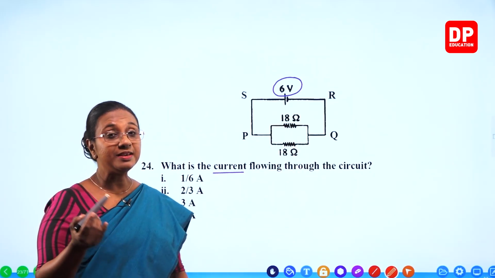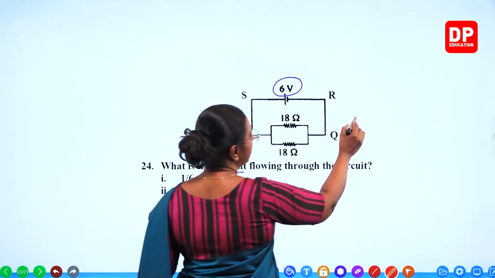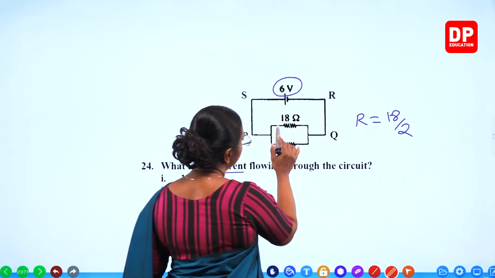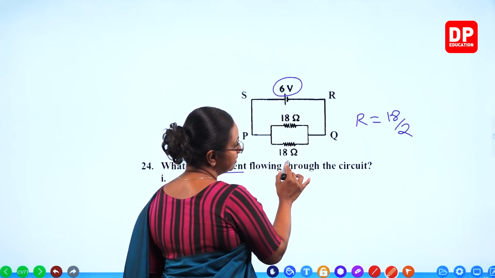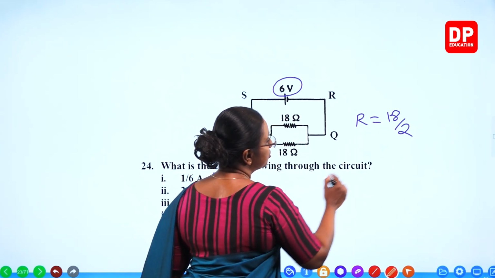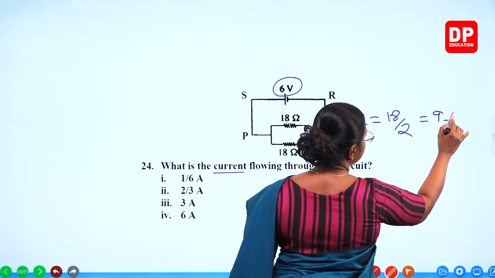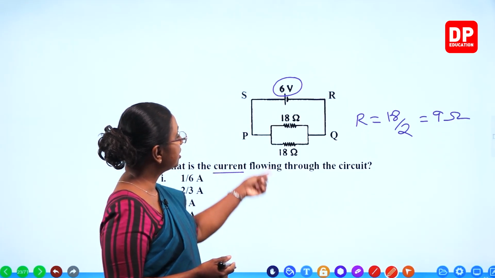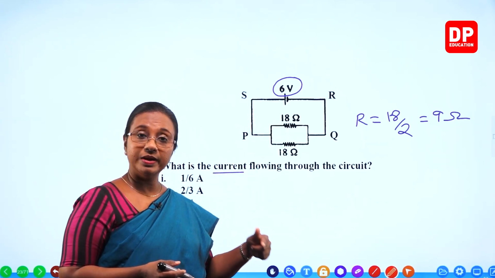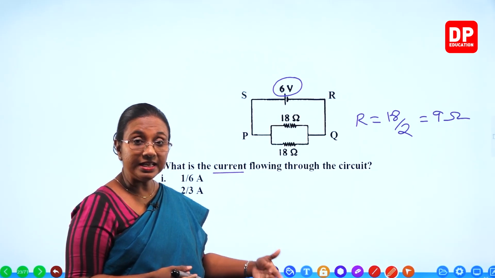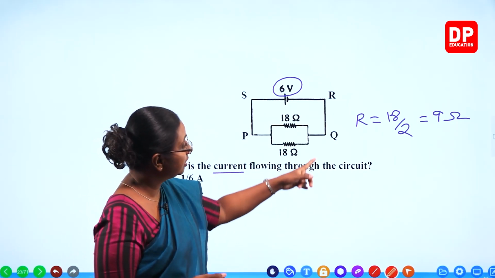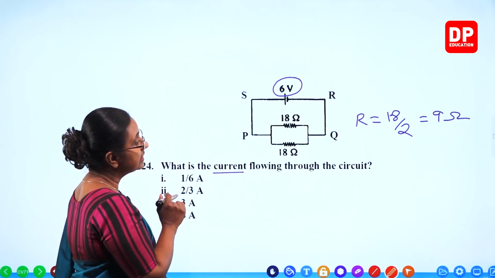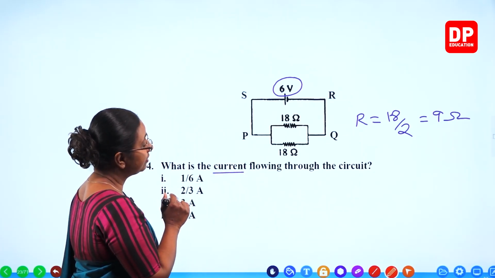Now that you are familiar with this, you immediately know the equivalent resistance is going to be 18 divided by 2, because there are 2 equal resistors. So you divide it by 2, that will become 9 ohms. Is that clear? Even if you do the calculation, 1 over 18, 1 over 18, 2 over 18. So when you get the reciprocal, you get 18 over 2. So that is the equivalent resistance.